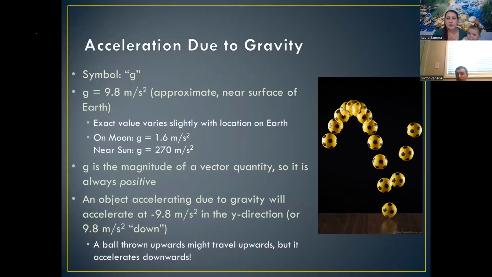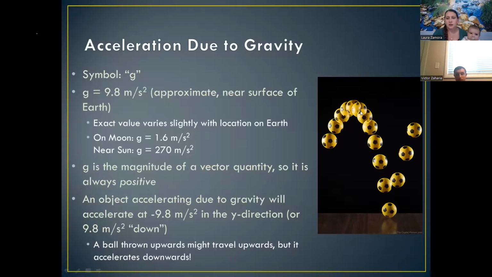Now on the moon, since the moon is much less massive, it has a much smaller acceleration due to gravity. That would be 1.6 meters per second squared. But the sun, for example, is super massive compared to the Earth, so it has a much larger acceleration due to gravity. It's kind of pulling on things stronger to make them speed up more. And that is 270 meters per second squared.